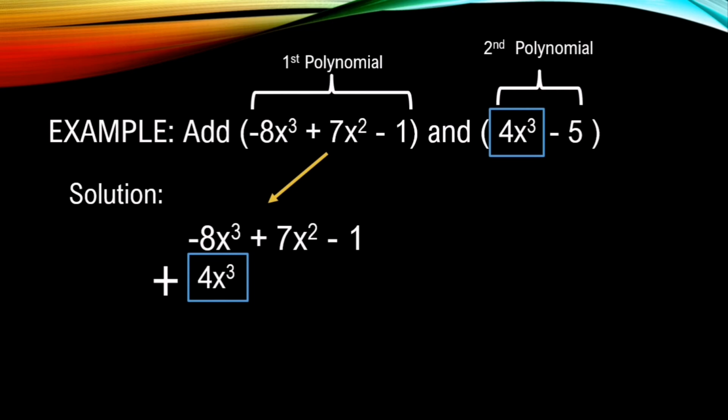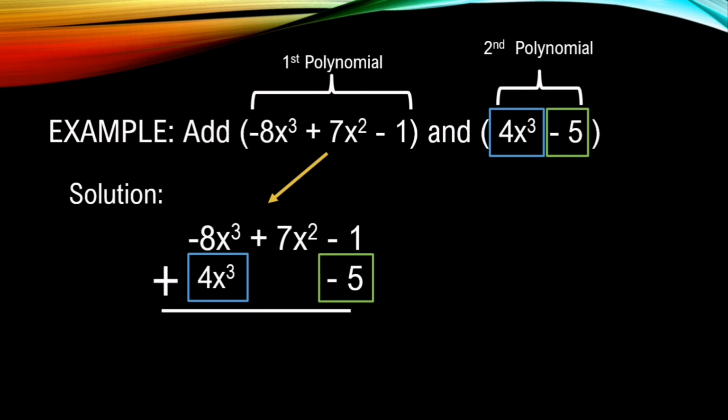Next, the second term in our first polynomial is 7x squared. Is there a term in our second polynomial that is similar to that term? None. So we will leave it blank. Next, minus 1. Is there a similar term in our second polynomial that is similar to negative 1? Yes, there is. We have minus 5. And then we will place minus 5 under minus 1.